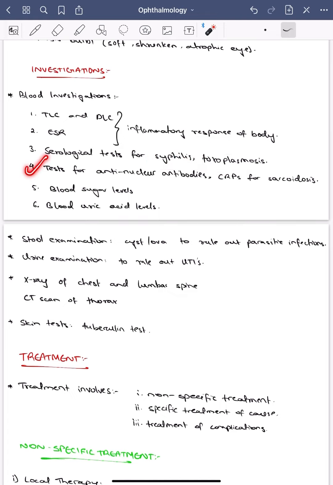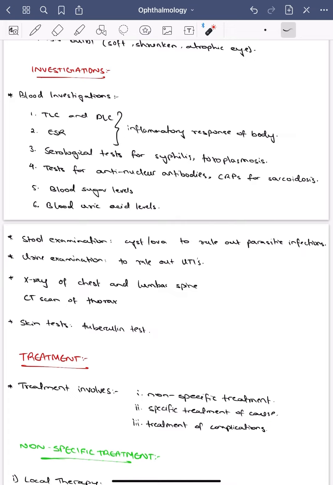Number 4, we have tests for anti-nuclear antibodies, C-reactive proteins for sarcoidosis, blood sugar levels for diabetes, and blood uric acid levels to know the status of gout. So these are the blood investigations.